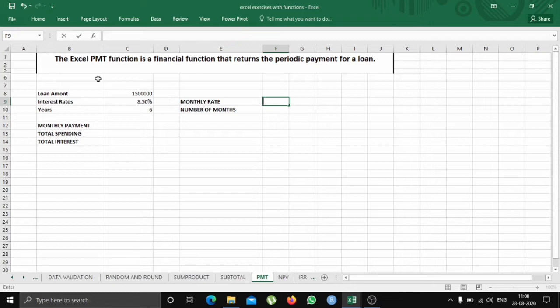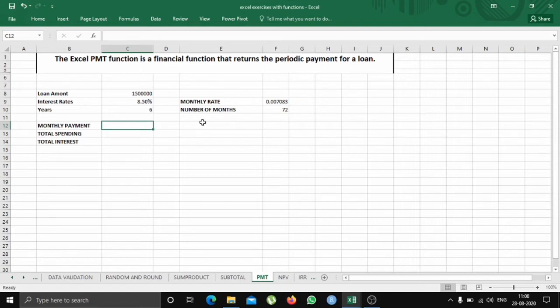So let's begin today's session by considering that I have taken a loan of rupees 15 lakhs at an annual interest rate of 8.5, and the time in which I'll be paying the loan is 6 years. So now let's calculate the monthly rate of return because we'll be paying the amount in equated monthly installments, that is termed as EMI. Let's calculate the monthly rate. Just divide the interest rate by 12 and you will get the monthly rate, that is 0.07, and the number of months, since it is in EMI, just multiply the number of years by 12, you'll be getting 72 as the number of months.